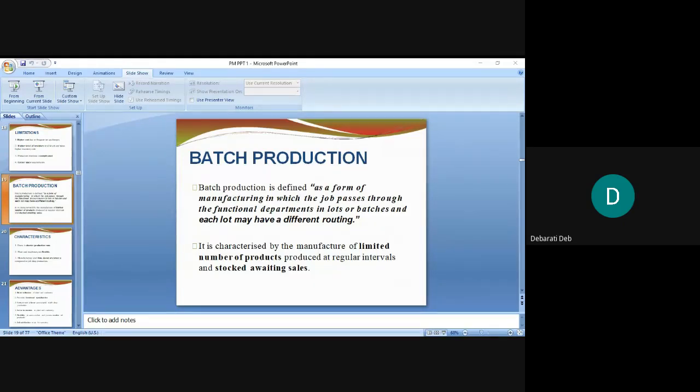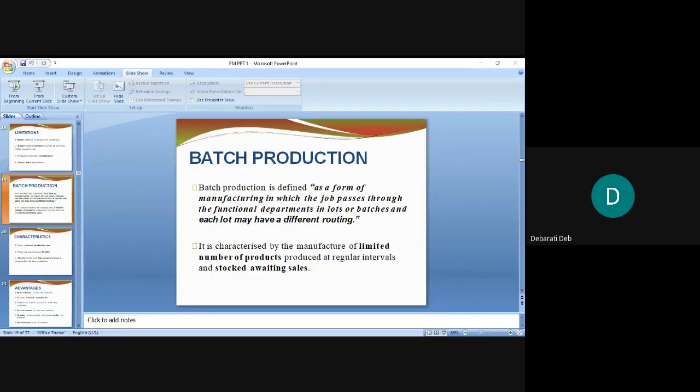Then the characteristics are: shorter production runs, plant and machinery are flexible, and manufacturing lead time. So one is your shorter production runs. Okay. Production runs means the number of times the productions are happening, or the time period for which the productions are happening.